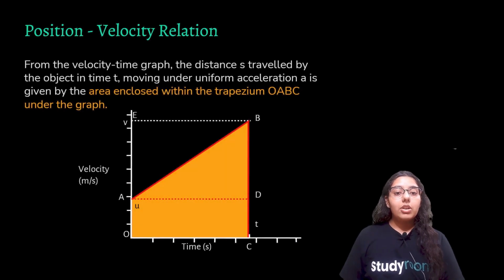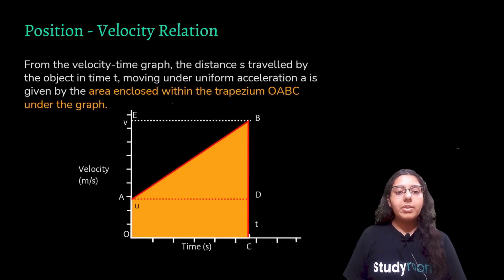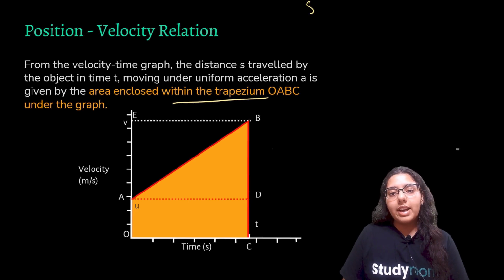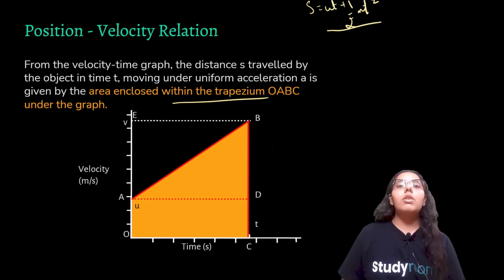So now position velocity relation. Again, now we will be finding the area of trapezium, as I told you. When we had to find the previous relation S is equal to UT plus half AT square, in that case, what did we do?